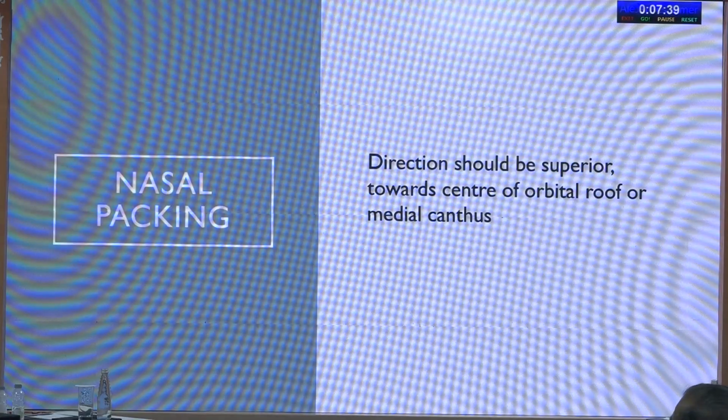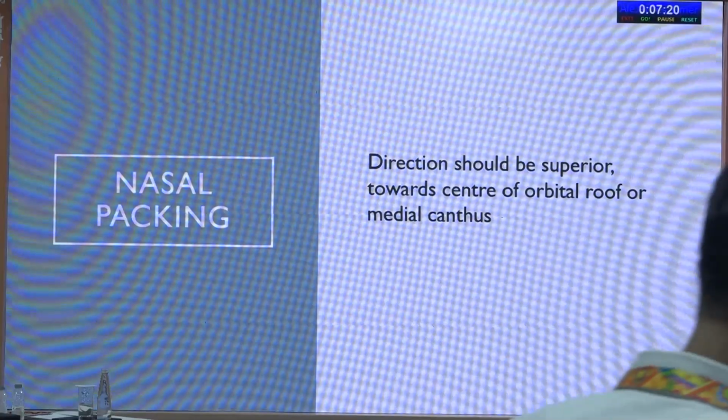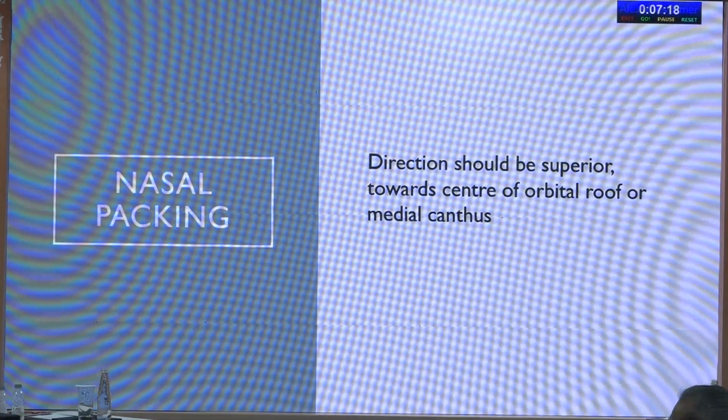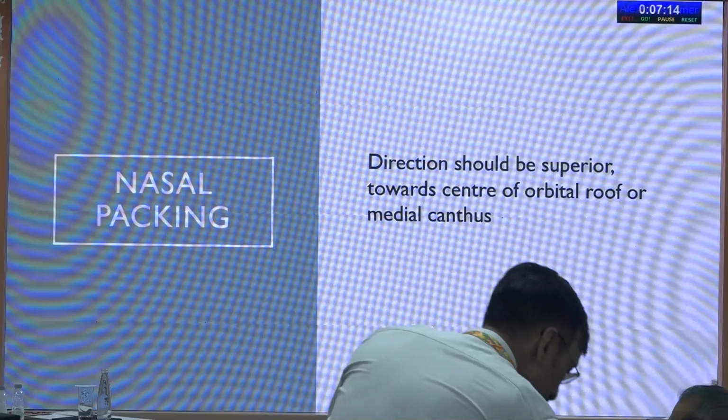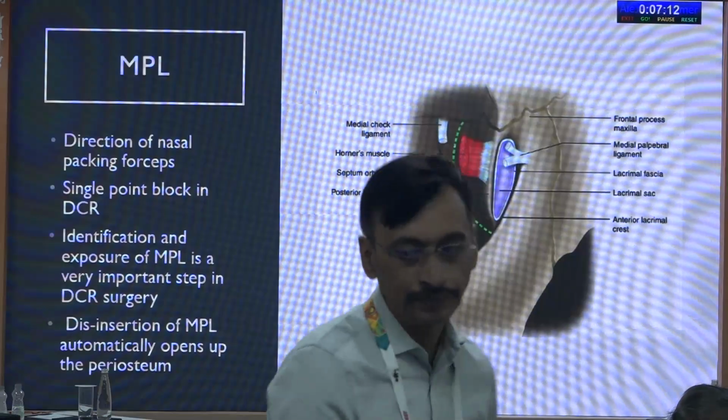Next, an important step is your nasal packing. The direction of this packing forceps is also important, because the direction should be superior, posterior and a little bit inferior. Why? If you go too superiorly, you'll end up in the cranial cavity and break the cribriform plate. If you go too medially, you will end up in the pharynx. So the direction is towards the center of the orbital roof or the medial canthus.